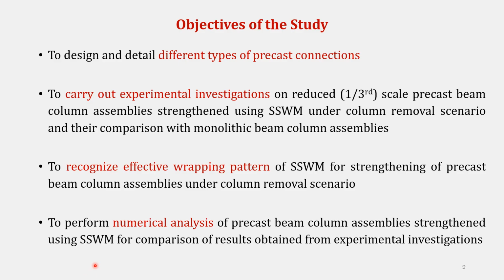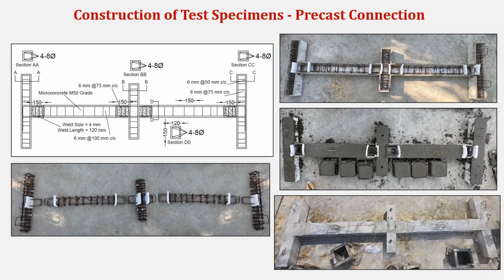Reduced 1/3 scale specimens are considered for the experimental studies. Now let us quickly go through some of the aspects related to experimental work. These are the typical photographs of casting of precast test specimens. Specimens with different precast connection detailing are considered for the study. M25 grade of concrete is used for casting. The typical shape of the specimen comprises a two span beam and three columns with the middle column removed. Here, this removed middle column represents the progressive collapse scenario.